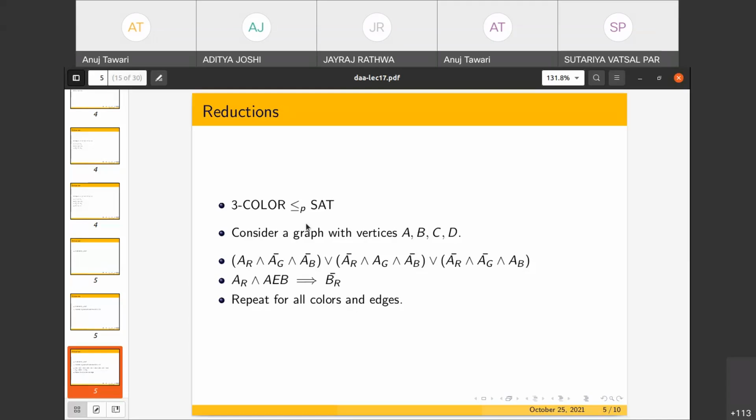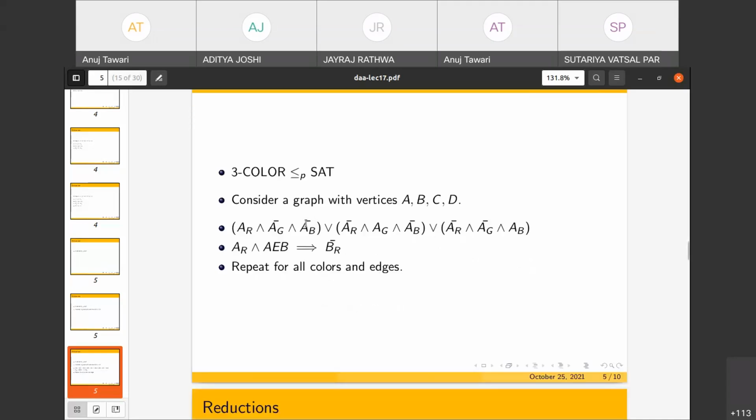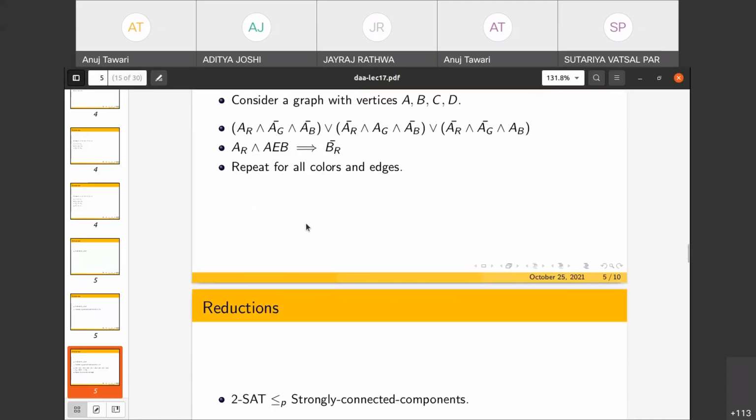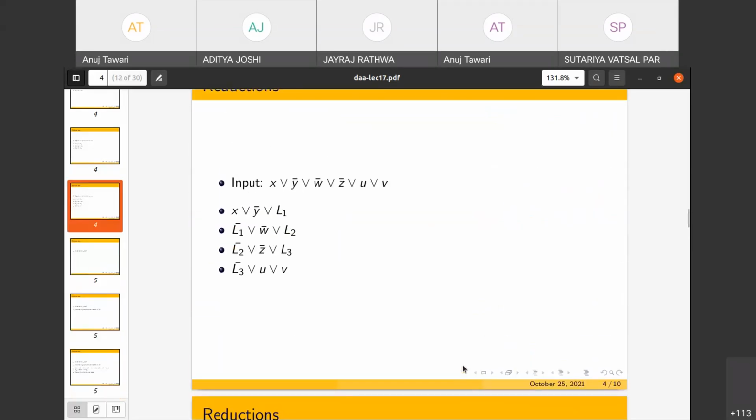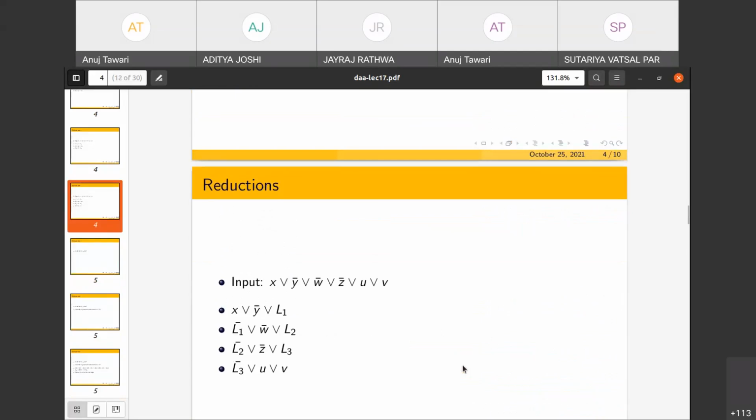Okay. So now we will see some examples which are kind of easier. And now we want to consider 2 SAT. We want to reduce it to some graph theoretic problem now, strongly connected components. So let me just go back to our original example. For instance, let's say we had this formula, x or y bar or w bar or z bar or u or v. And we reduced it to 3 variables per clause.